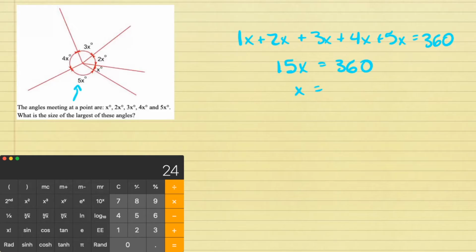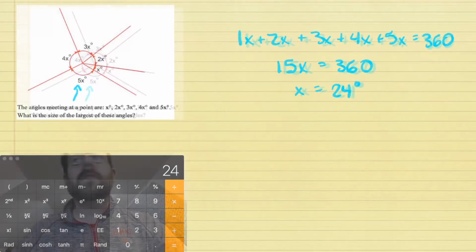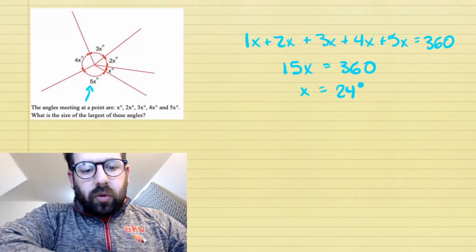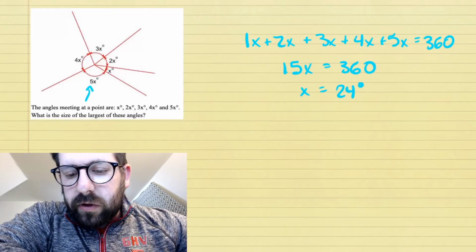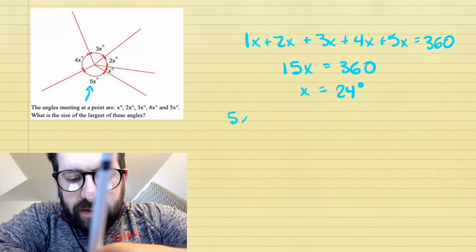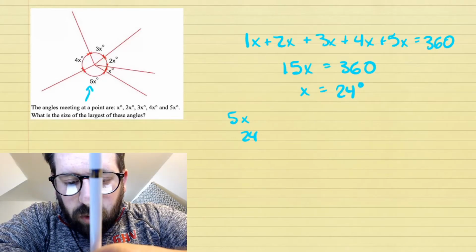24, it actually did work out to be a nice pretty number. 24 degrees, that's kind of nice. Doesn't happen too often. Alright, so 24 degrees, now we have to find the largest angle here. So we have to take the 24 and plug it back in. So 5 times the 24.